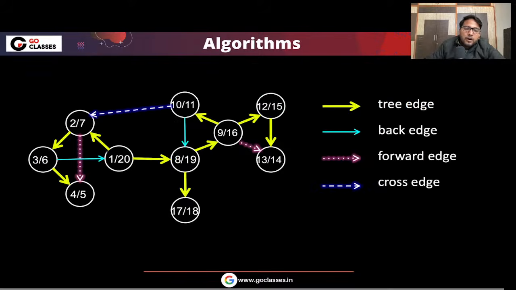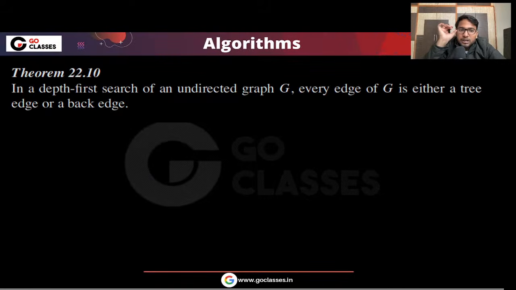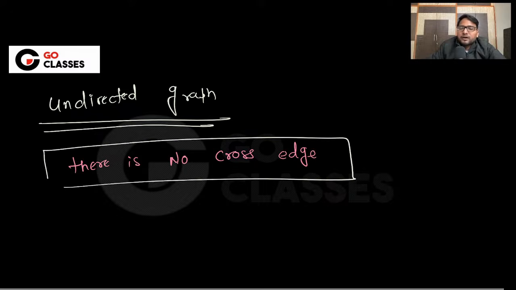Now that was the directed graph. But in an undirected graph, there is a tree edge, obviously. See this, what they are saying, that either there will be a tree edge or there is a back edge. So in an undirected graph, there is no cross edge. Can anyone tell me why there is no cross edge in an undirected graph?